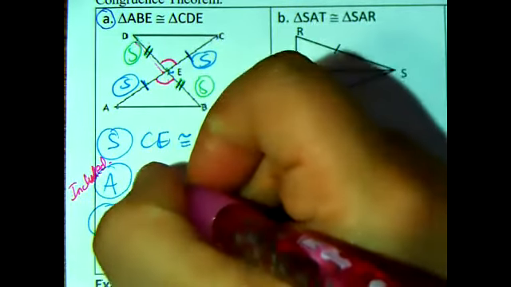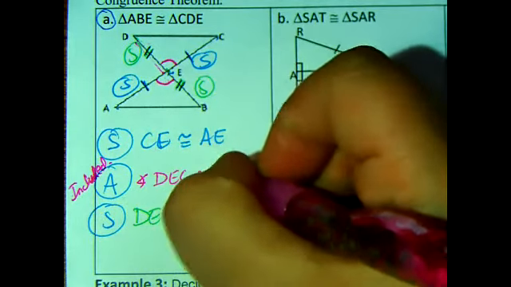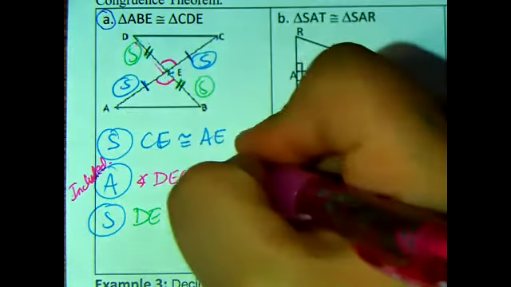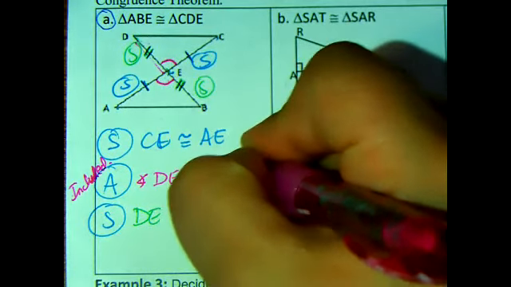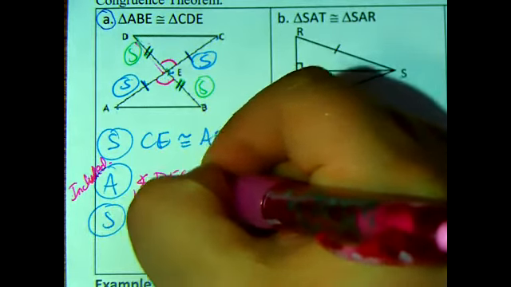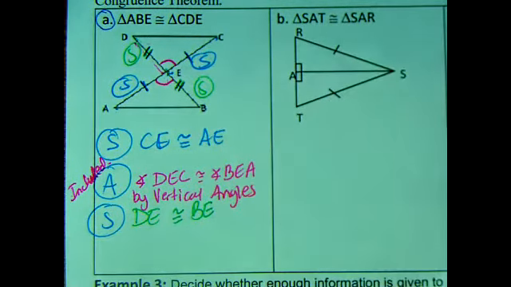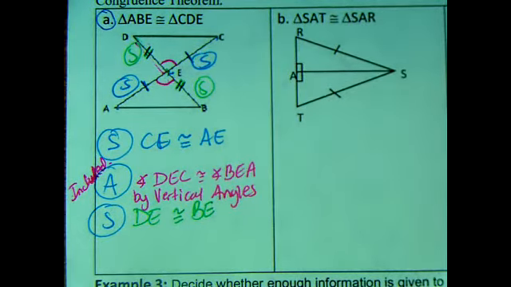So I can say that angle DEC is congruent to angle BEA by vertical angles. So even though those two angles were not marked, we knew they were congruent because they are vertical angles directly across from each other. And that's why you gave an identical arc mark to each one. Exactly. Thank you for that.